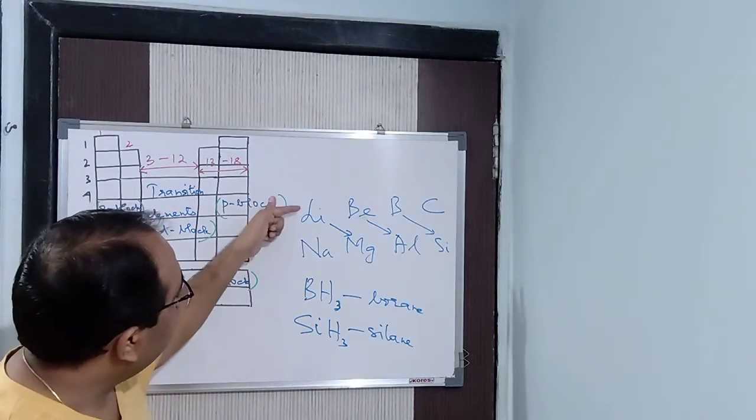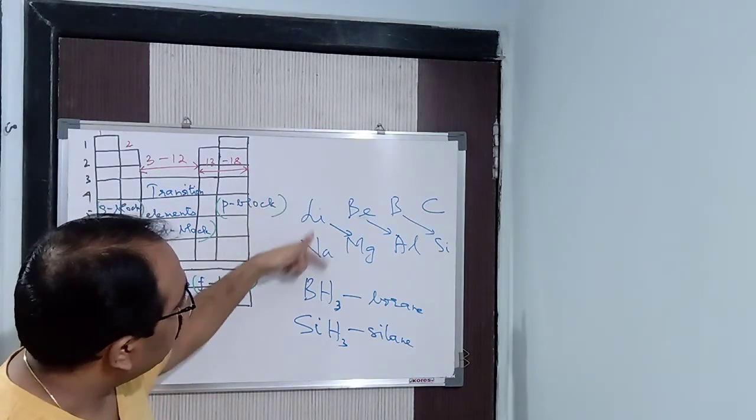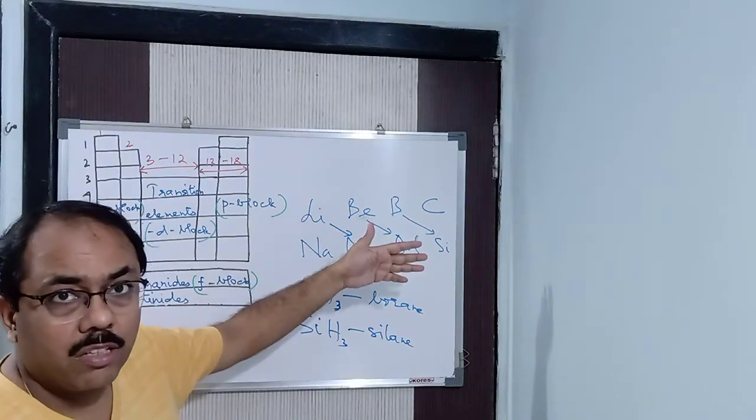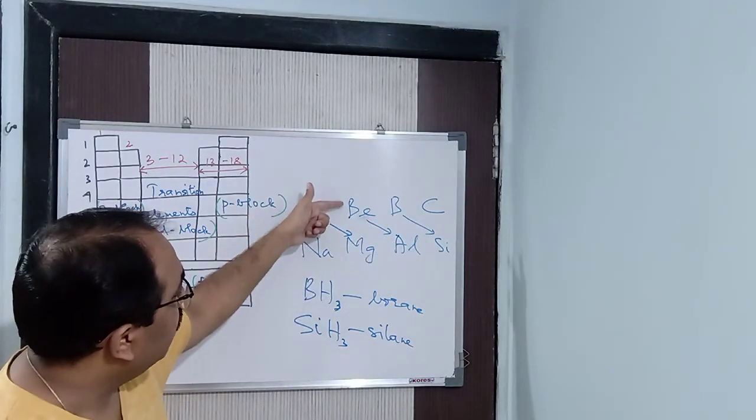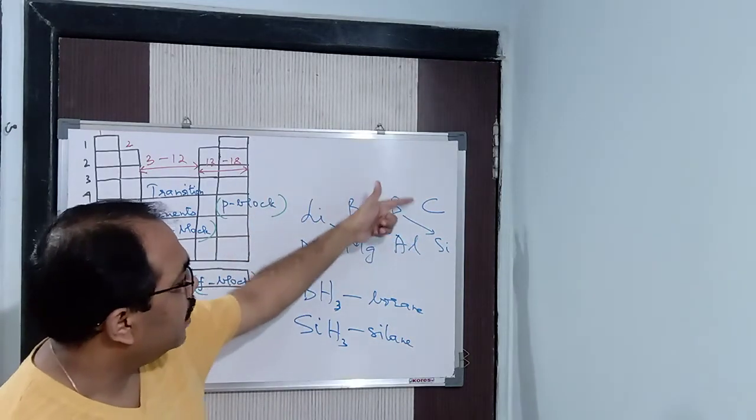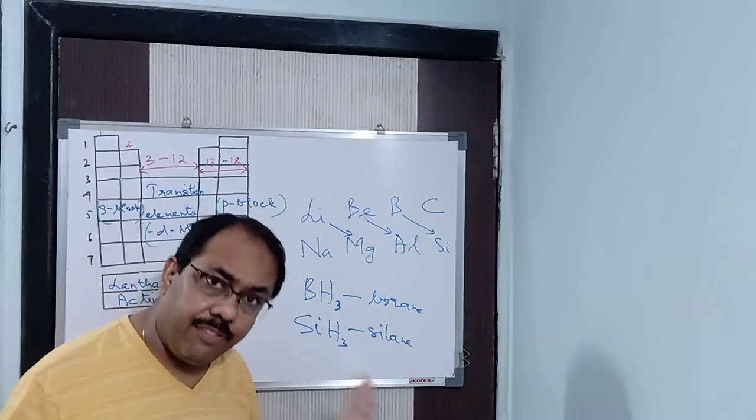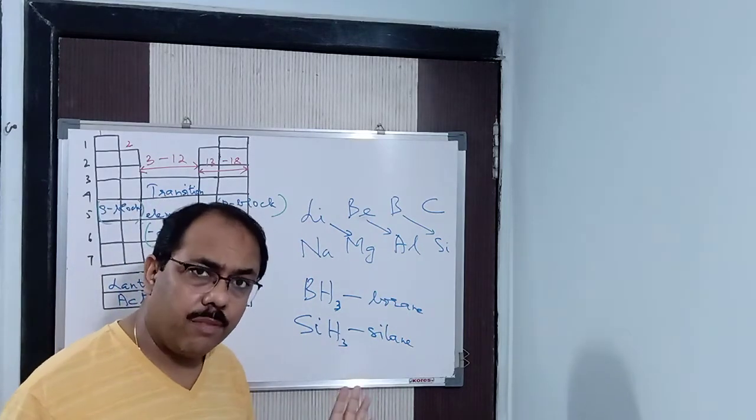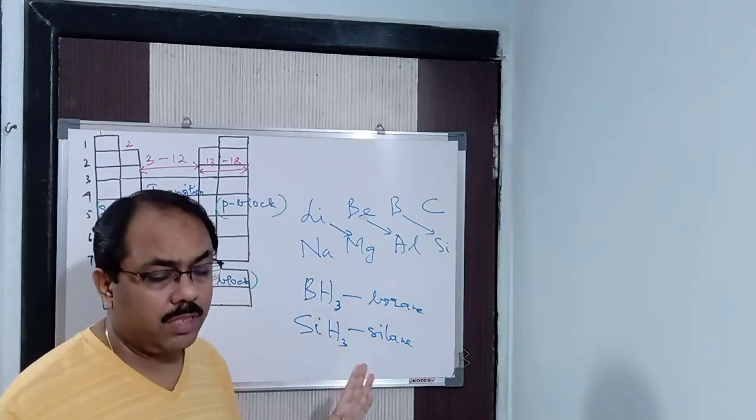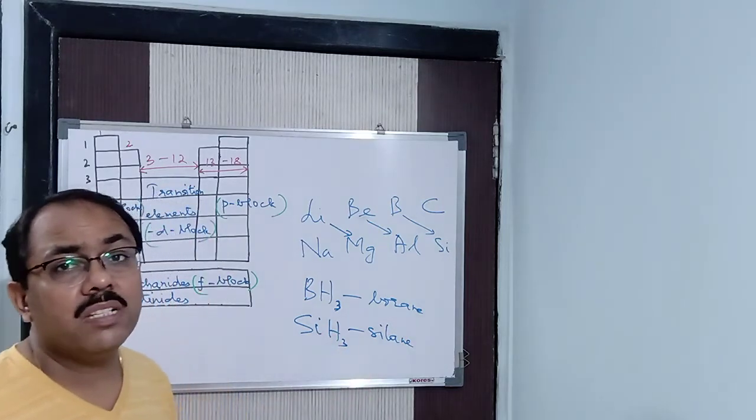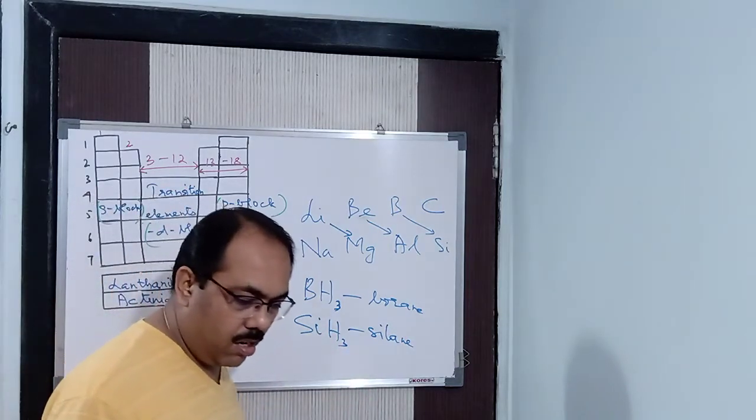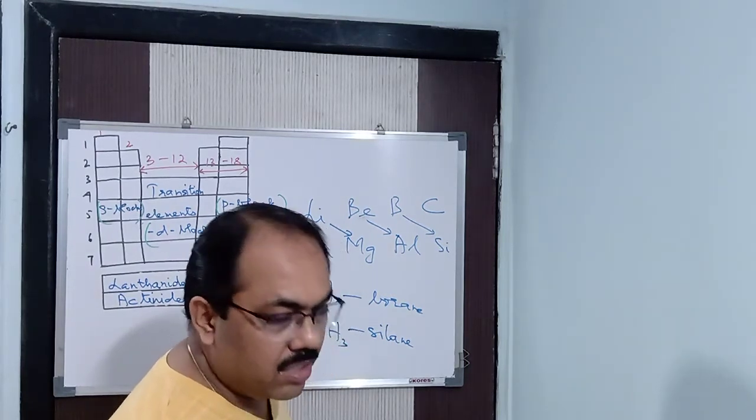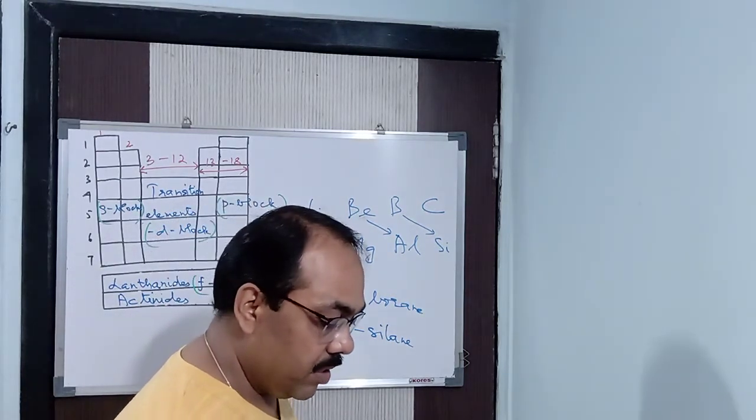Generally, the elements in a particular group have similar properties. For that reason only they are placed in a particular group. Like lithium, sodium have similar properties. Beryllium, magnesium should be similar. Boron, aluminum, carbon, silicon should be similar. But apart from that, some of the properties, again and again I am saying, are similar when diagonally placed in elements of period 2 and 3. Clear?